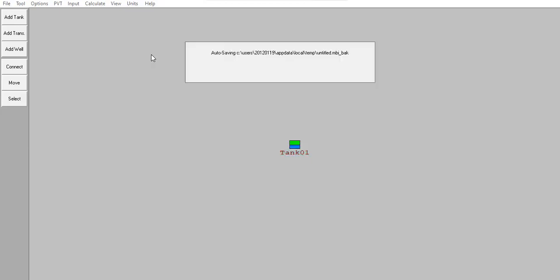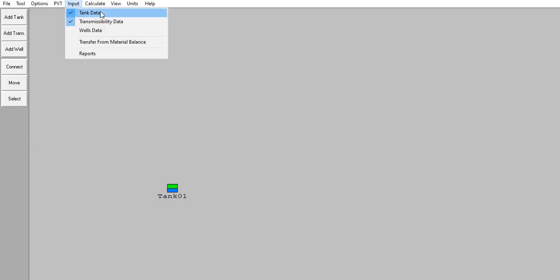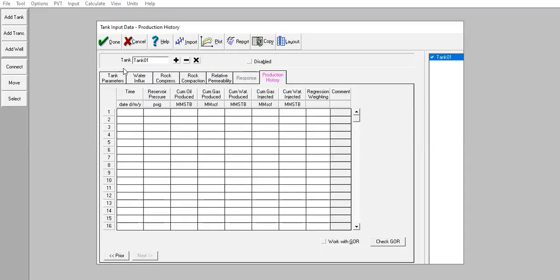Okay, done. All right. So I have one tank, one reservoir. I will move it there. Or we can go to input, tank data. Oh, here. We can add a new tank by clicking this one.